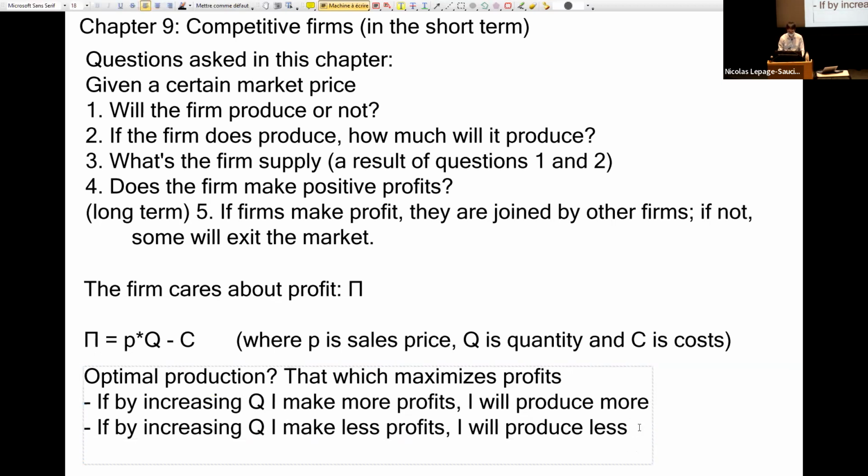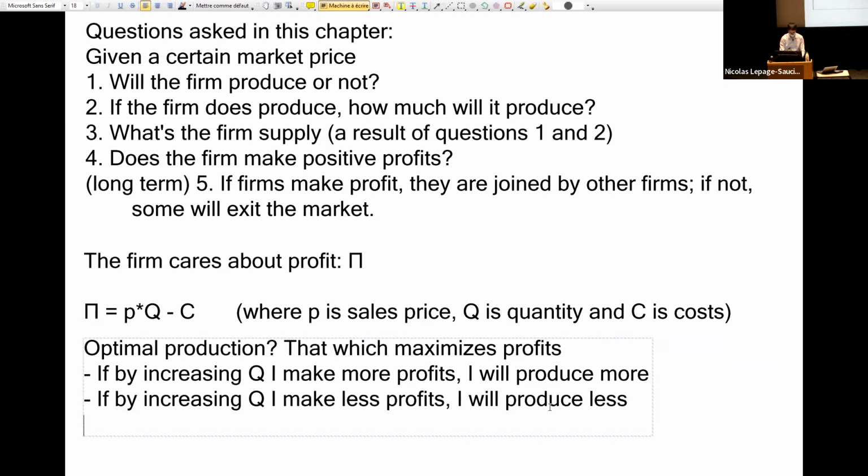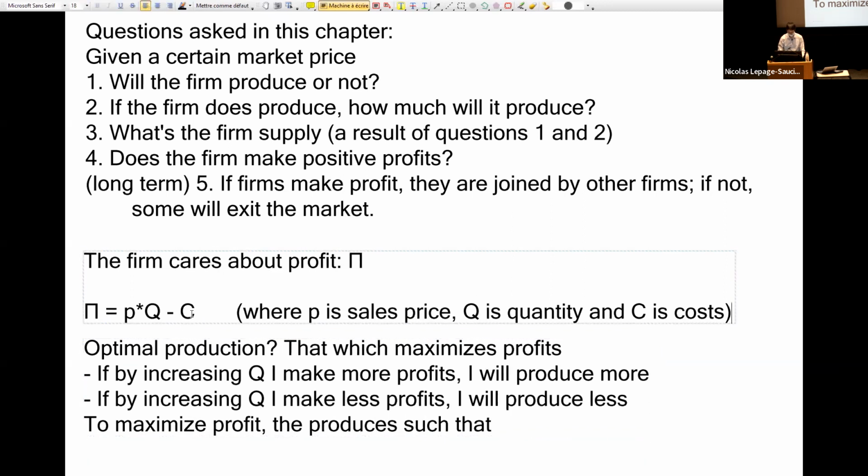So just in a nutshell, to maximize profit, the firm produces such that, when they increase, what is the increase in profit if I increase my quantity? If I increase my quantity minus my increase in cost, then this is going to be equal to 0.